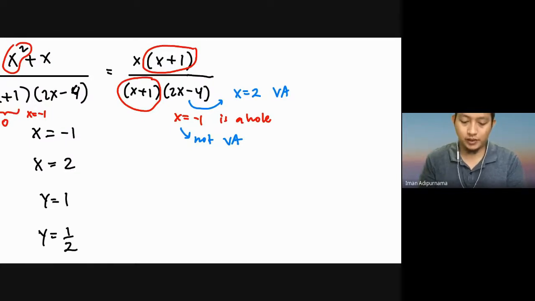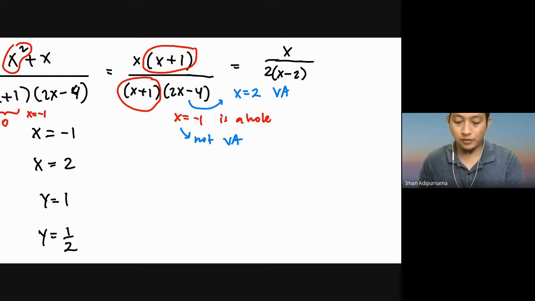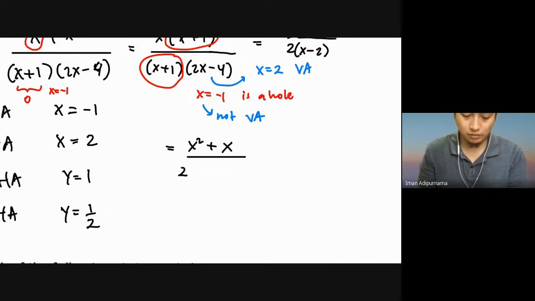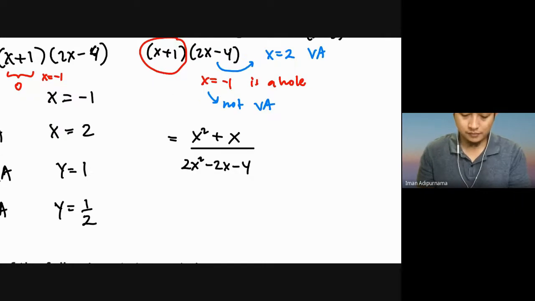Or we can also rewrite this and it becomes x and then 2x minus 2. So when x is 2, the functions become very, very large, right? Because it's divided by 0. And then we can also change the form and make it into this.